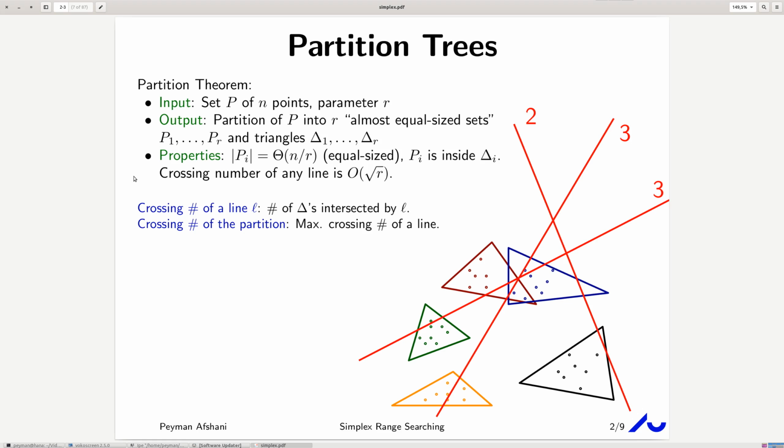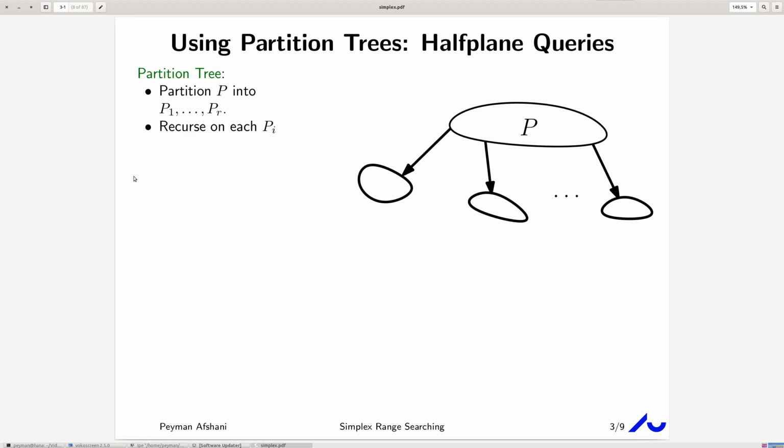If we assume the existence of this partition theorem, then it is relatively straightforward to build a tree data structure. The tree data structure basically works like this. You get your point set, you apply the partition theorem to it. This partition theorem decomposes the point set into r subsets. Then you recurse on each subset. So now you have r subsets. Each one has roughly n over r points. So n over r in the first one, n over r in the last one. And then you recurse. So this subset will have n over r squared points, more or less, and so on.